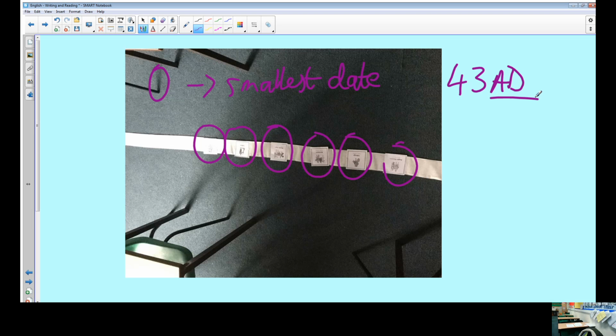And AD means Anno Domini, which is a Latin phrase for basically after Christ. Okay, after he passed away. Every day after Christ passed away is considered to be AD. Anything that's before the year 0 is considered to be BC. There's another Latin phrase, but basically it means before Christ. Okay.